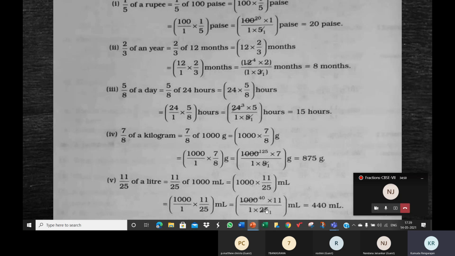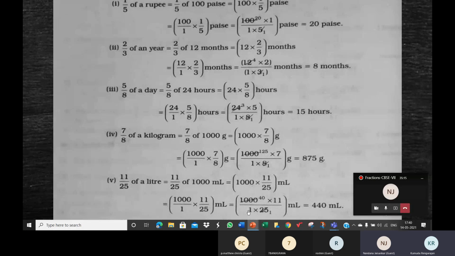Now you can also do this. Instead of doing it in the tables of 25, you can also use 5 first. So what is 25 divided by 5? Yes, children, what is 25? 5. And 1000 divided by 5 is 200.